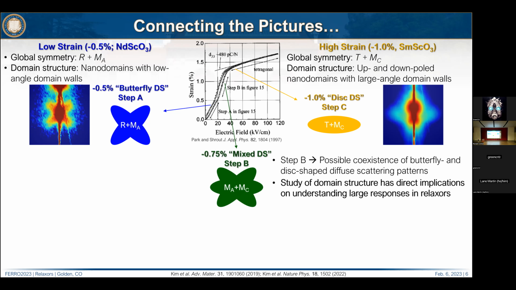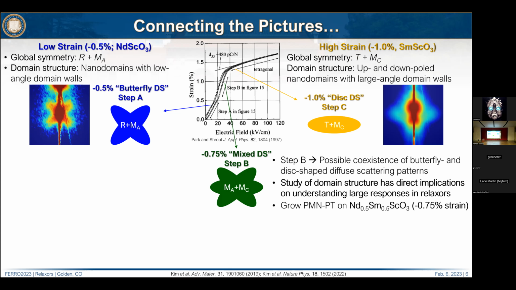So my student had an idea that if you could grow something that was halfway in between these two, maybe you could create a system that was perched right near this instability, and you could have perhaps a mixed diffuse scattering pattern inside of these systems. So it turns out you can do stuff like this.